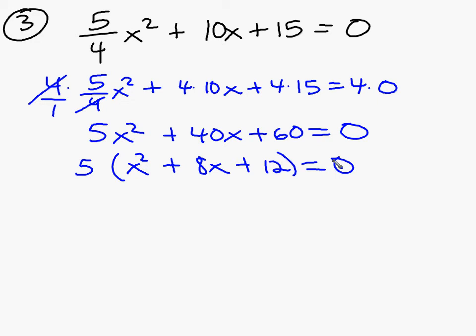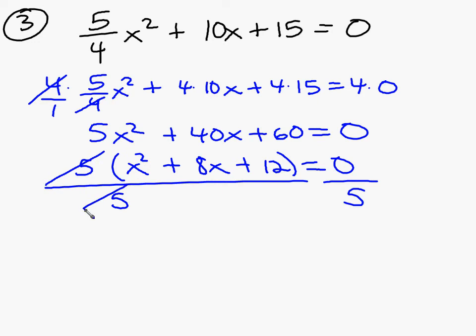I mean, technically, I know it's going to go away, but how do we make it go away? Let's make sure our algebra steps are good. You're technically dividing both sides by 5. That's really how it goes away. Don't skip that step, because otherwise you've left off a step. So now I have x squared plus 8x plus 12 equals 0.